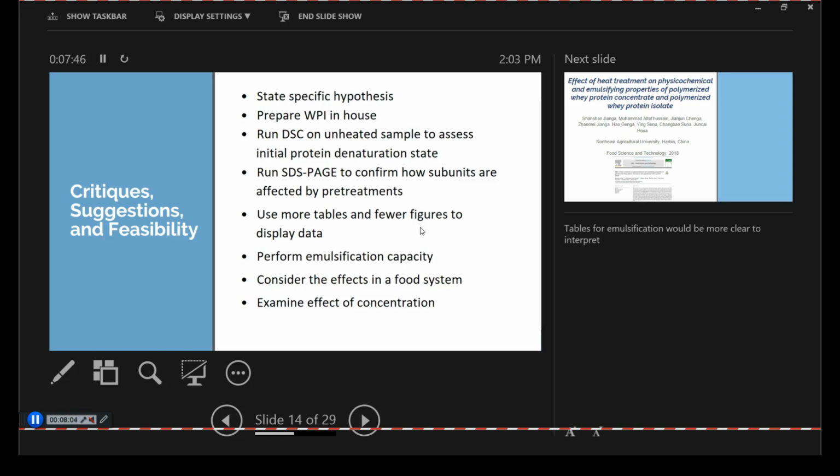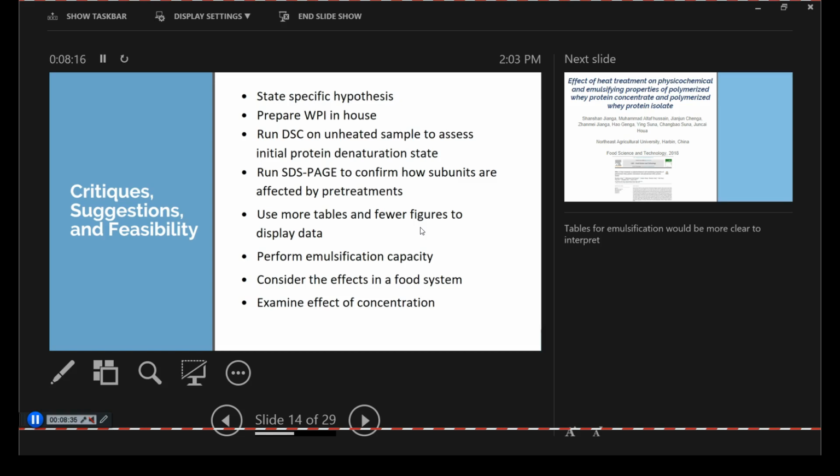Then using more tables and fewer figures to display the data, I think just helps make it more clear to readers to understand the differences between values instead of seeing a lot of dots overlapping on the graph. You have numbers to work with. Performing emulsification capacity would give an overview of the whole picture of emulsions instead of just the two assays that they did run. And then considering the effects of the emulsions in a food matrix and how those other factors might influence some of these results.